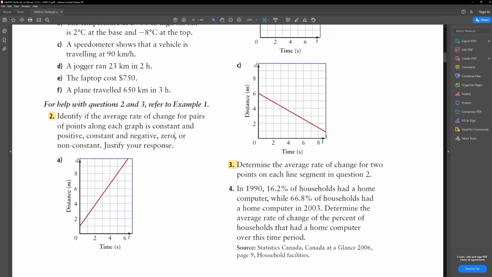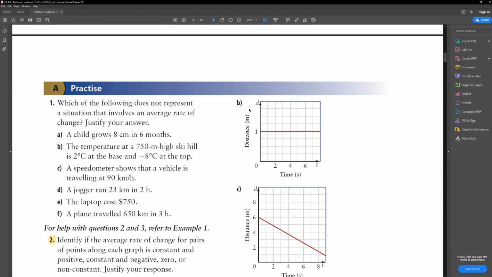Determine the average rate of change for 2 points on each line segment for question 2. So let's just choose the points that seem the closest, or the easiest to estimate. For example, we have the point 0, 1, and then the point 5, 8. With that, we know it's delta y over delta x. So we do 8 minus 1 divided by 5 minus 0, which is 7 over 5, which would be our AROC value.